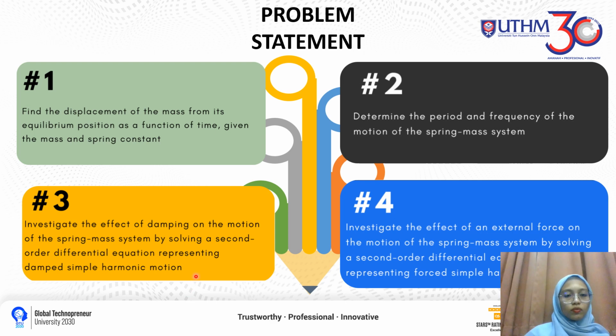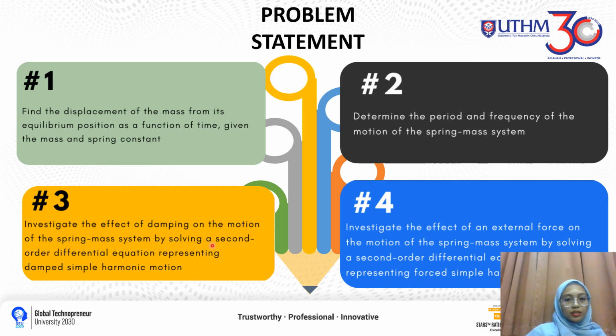Next is to investigate the effect of damping on the motion of the spring system by solving a second-order differential equation representing simple harmonic motion. To solve this differential equation, we can assume that the displacement of the mass is given by x of t equals A times e to the power of negative gamma t times cosine of omega d t plus phi, where A is the amplitude of the motion, gamma is the damping ratio, omega d is the damped natural frequency, and phi is the phase angle.